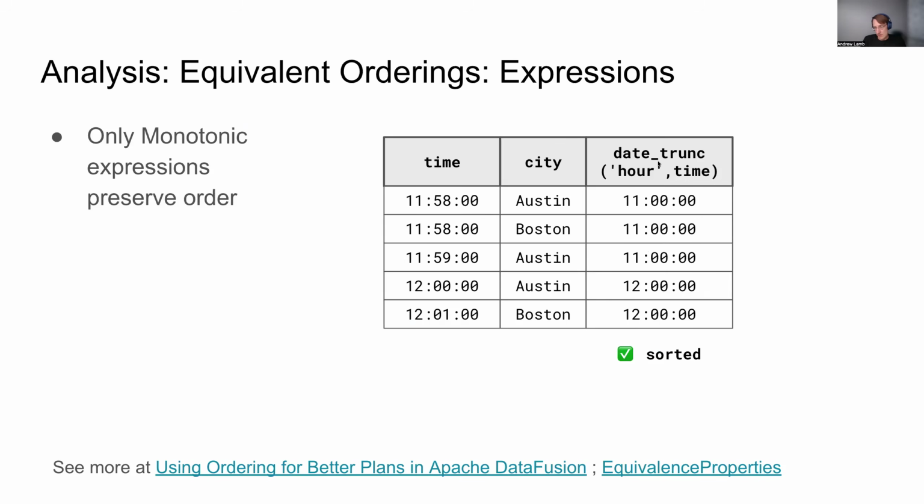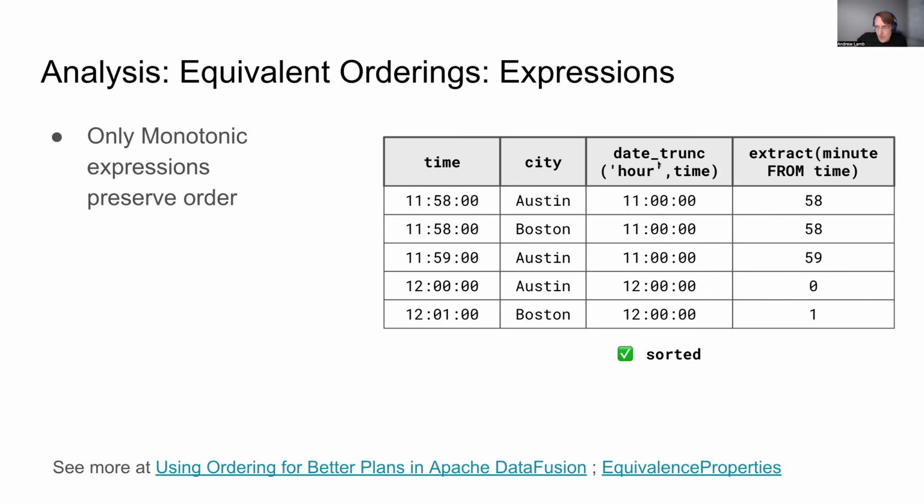However, there are other functions. For example, if you extracted the minute field from time, which is another function in SQL, 58, 58, 59, 0, 1, that's what you get. Now you can see this column is not ordered. So the optimizer has to be clever enough to know that if you're calling this extract function, that doesn't pass through the ordering, but date trunc does. Right? Okay.